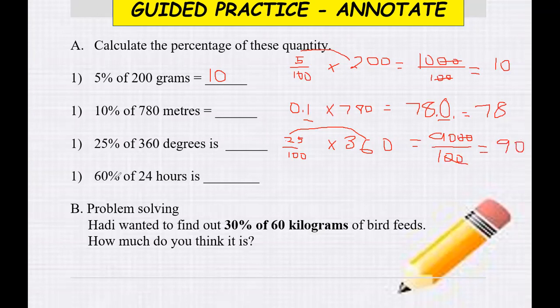Okay. Now, next one, 60% of 24 hours. So this will be 78. I hope you did it correctly. And then 90. And now let's do this again. So I will use the decimal again, 0.6 times 24. What is 24 times 6? Can you find out?